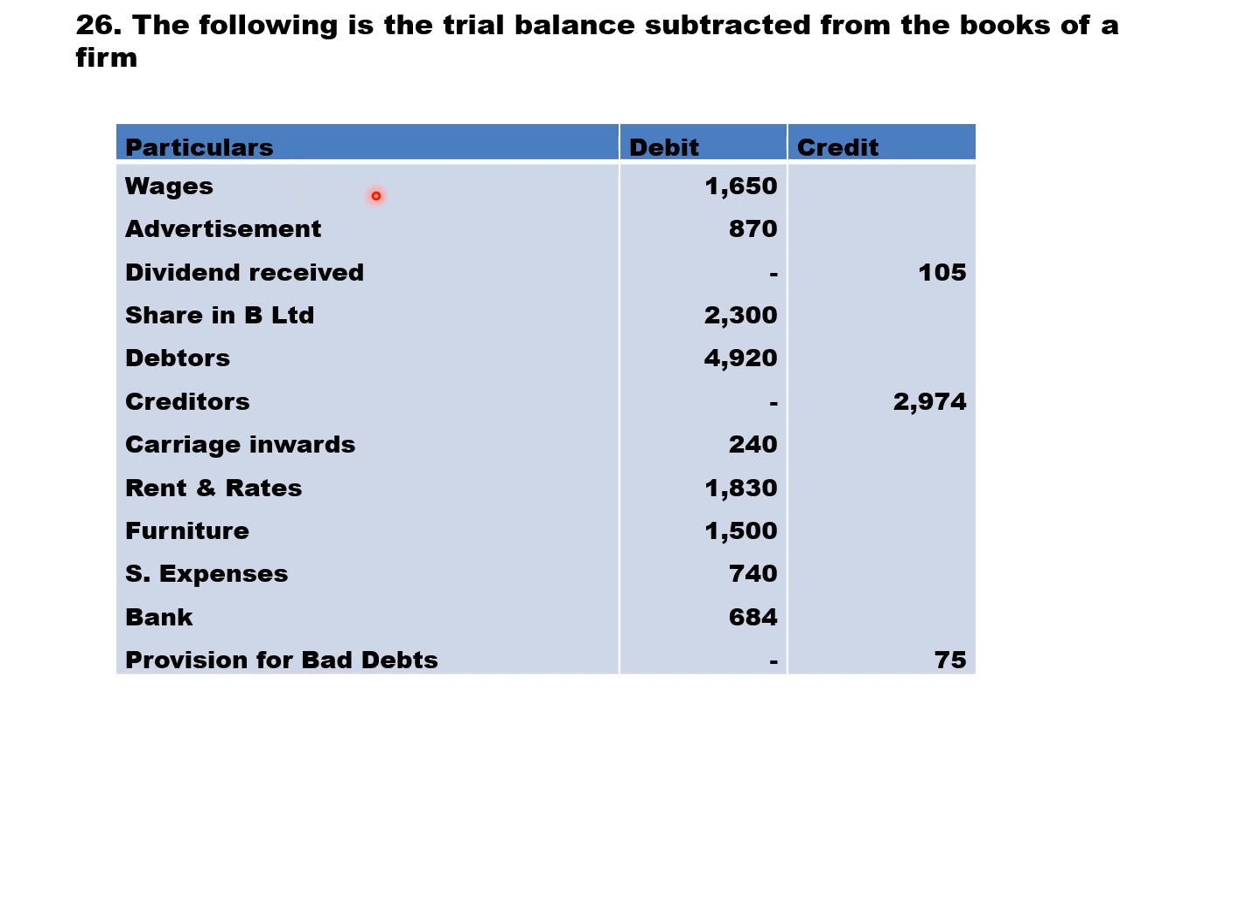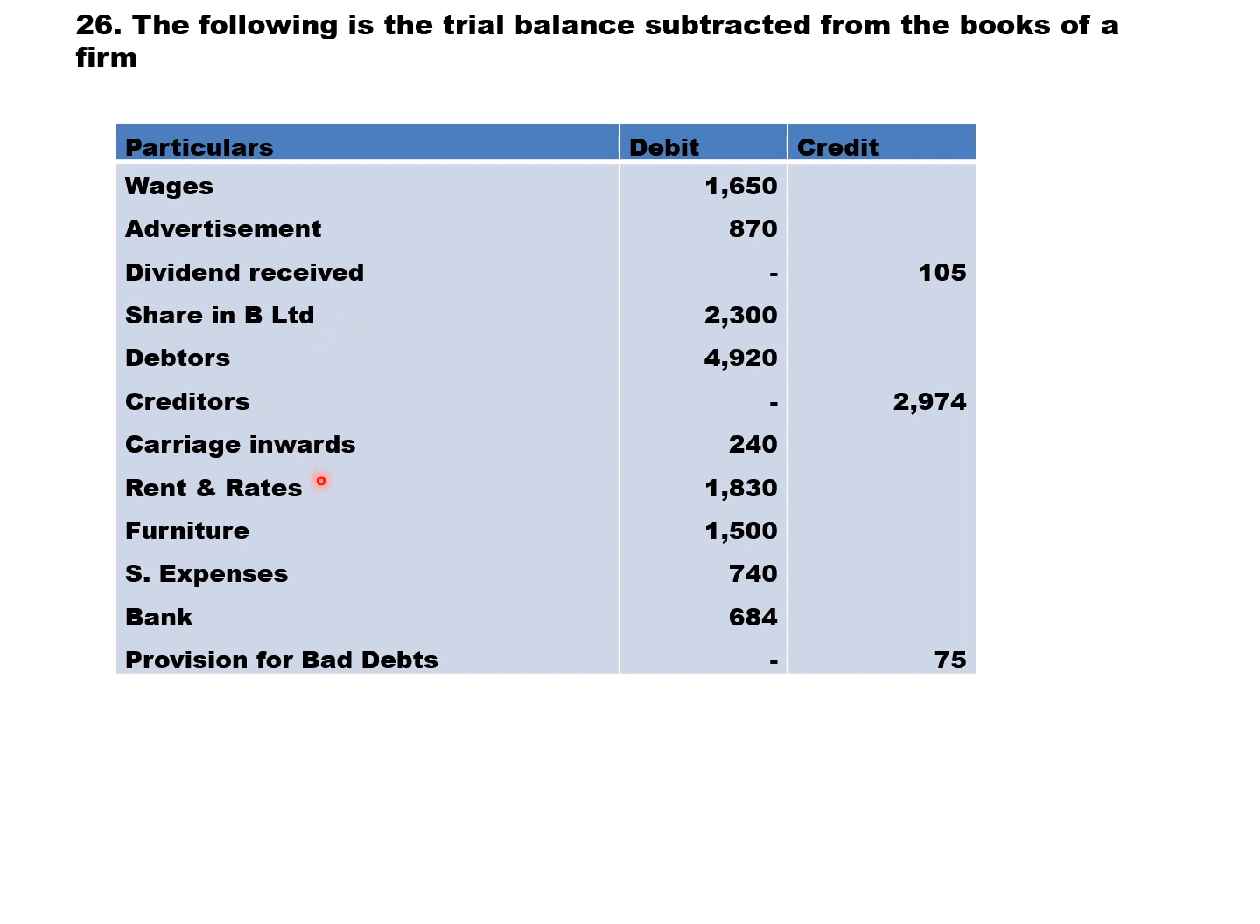And wages, trading, advertisement PL, dividend received will come in PL credit side. Shares in B Limited is nothing but investment in B Limited. So it's not share capital, it's shares in B Limited. So invested in shares of another company. So it's called investment, will come in balance sheet, debtor balance sheet, creditor balance sheet.